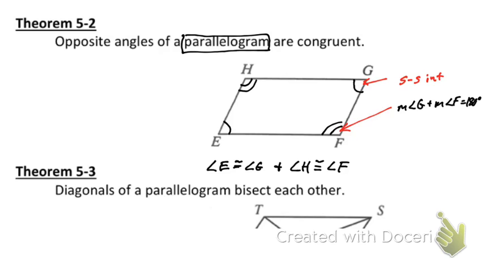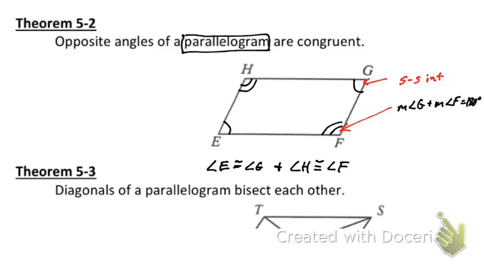Well, that's important. That means I just need to know one angle of a parallelogram, and I know all the other angles. Because if this one's 30 degrees, what's the measure of H? Sangha? 150. What's the measure of F?